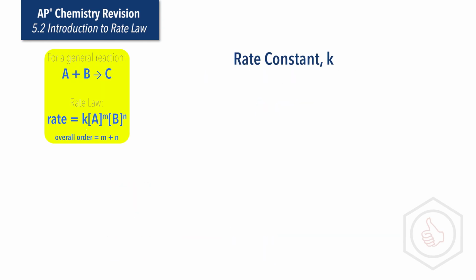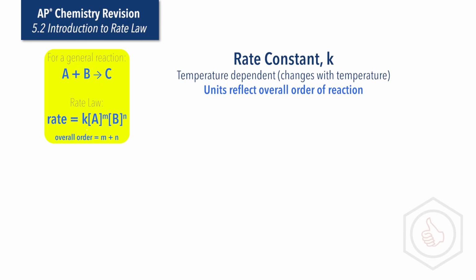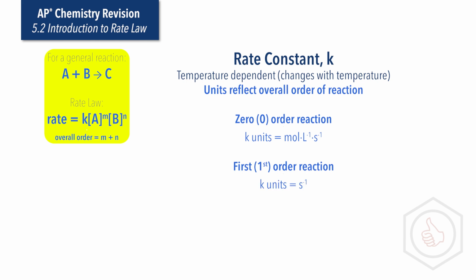The rate constant K is a proportionality constant in the rate law. The value of this constant is temperature dependent, and the units reflect the overall reaction order. For example, the units for K for a zero-order reaction overall could be mole per litre per second. For first order, second to the minus 1. For second order, litres per mole per second.